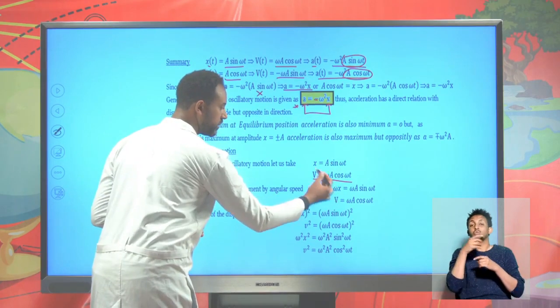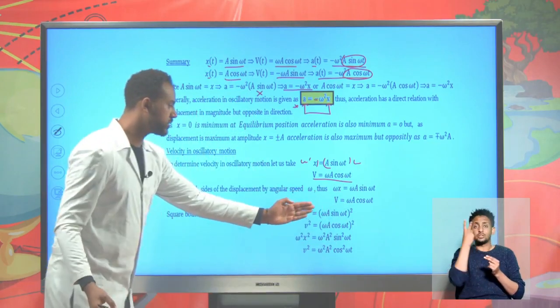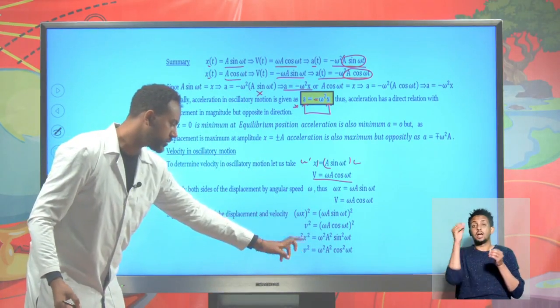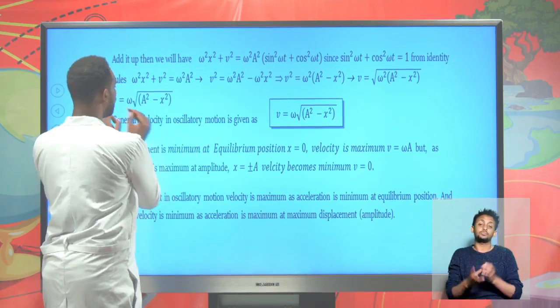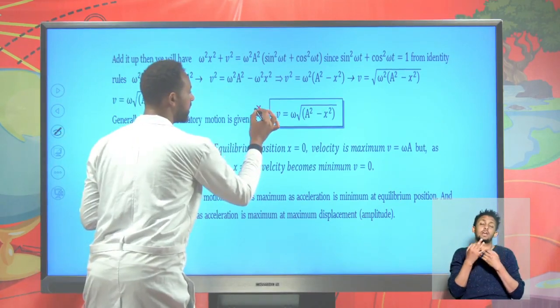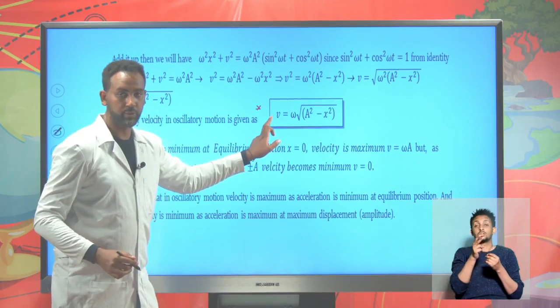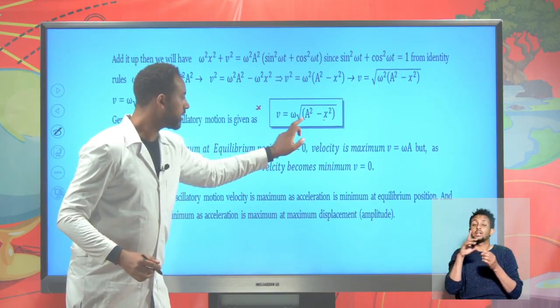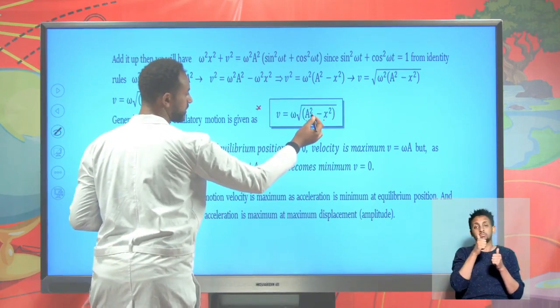To make it similar, you can multiply both sides by omega, square both sides, and add them together. You can find such an expression. Adding this, you have such an expression, and this expression tells us the relation between the velocity of the oscillatory body and displacement. And this one is amplitude. Omega is actually angular frequency.